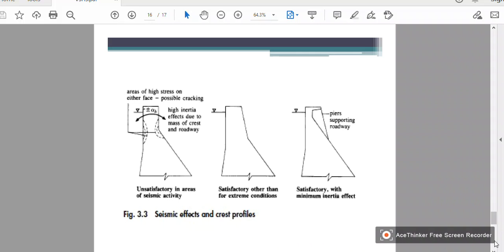In whichever zone we construct any dam, we take the seismicity automatically. Then we safely resist the loads where the seismic loads come into the dam by the hydrodynamic pressure. Okay, that's it. Thank you.